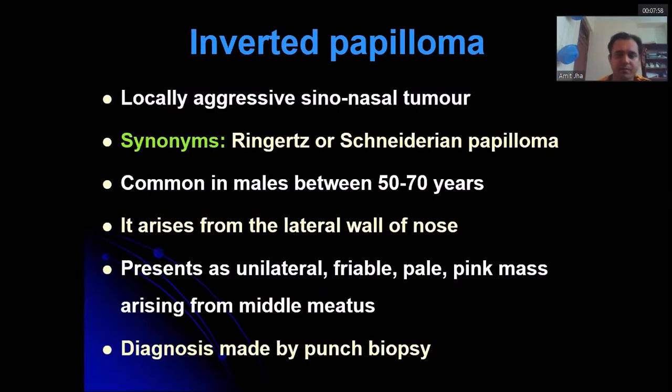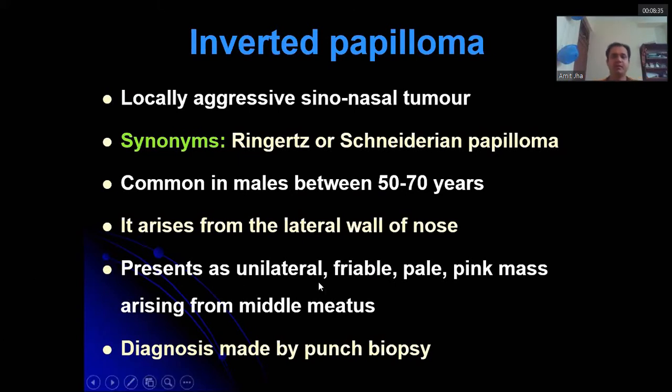Now, inverted papilloma, right? You need to know about it, and as I said, this should be an important differential diagnosis in the tumors that you can see in the nasal cavity. It is a locally aggressive sinonasal tumor, also known as Ringer's or Schneiderian papilloma. It is common in males between 50 to 70 years of age. It arises from the lateral wall of the nose. It presents as a unilateral friable pale pink mass arising from the middle meatus.